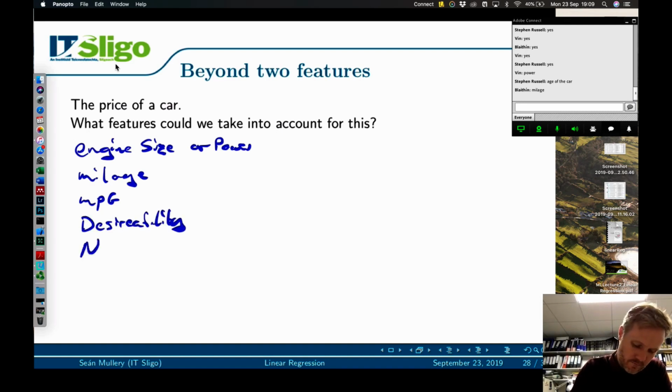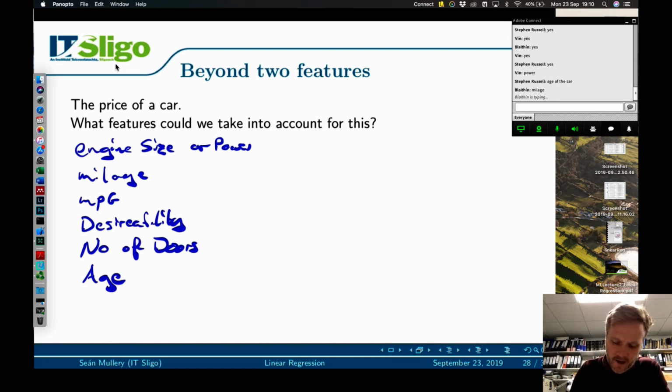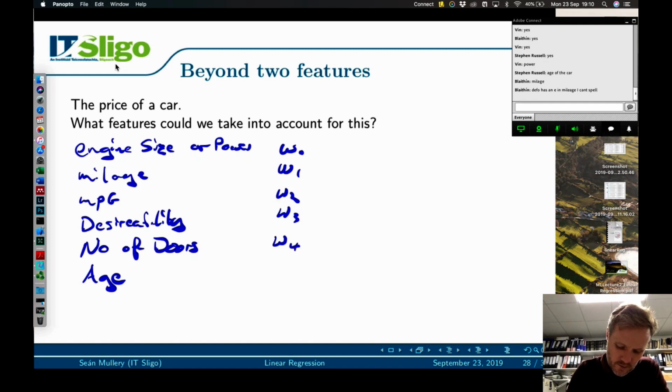Number of doors, and the age of the car. Okay, so they're possible ones, and you can see there that what we're going to have to do is these are all input variables, so we're going to have weights, like a W0, a W1, a W2, W3, W4, and W5 to match those, to be multiplied by each of those.